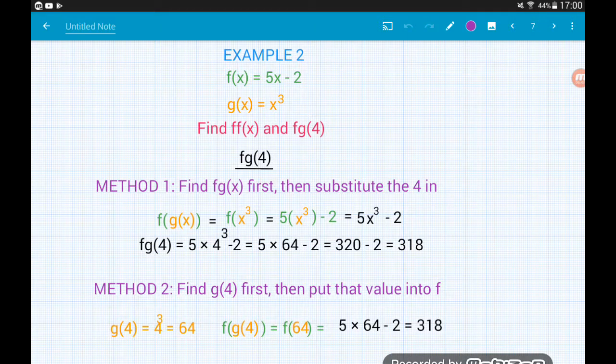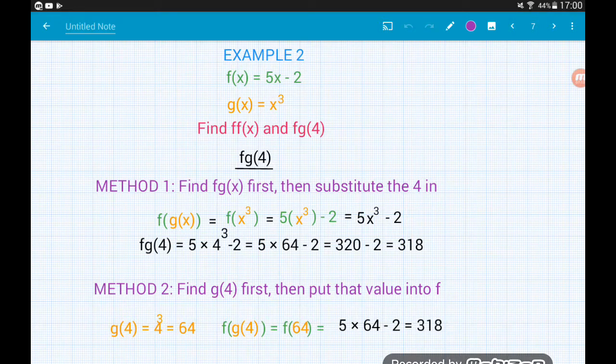Now we want to find f of g of 4. So we actually want to find the value. Now we substitute in x equals 4. That will give us f g of 4 is equal to 5 times 4 cubed minus 2. 4 cubed is 64. So we've got 5 times 64 minus 2, which is equal to 320 minus 2, which is 318.